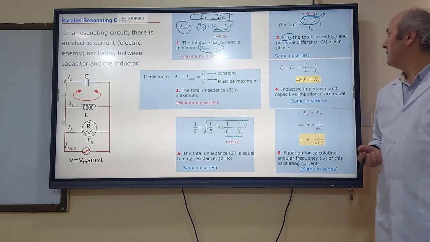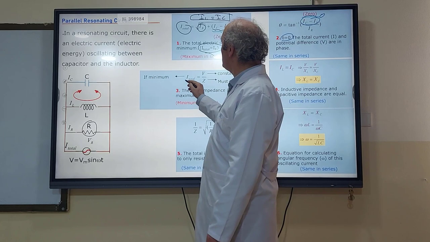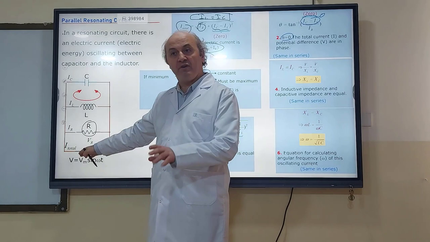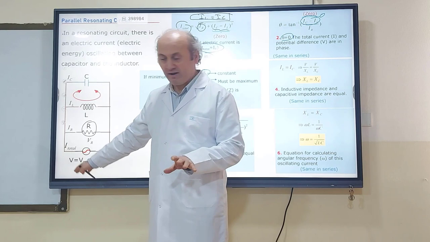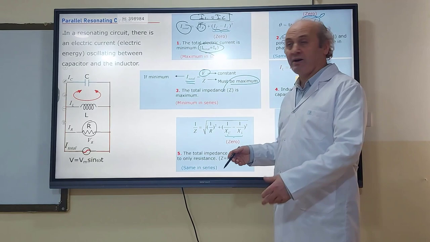And the third one: total electric current should be minimum. V of the generator doesn't change, it depends on the generator's effective value. So if the current is minimum, Z must be maximum. This is maximum. In a parallel resonating circuit, total impedance is maximum.